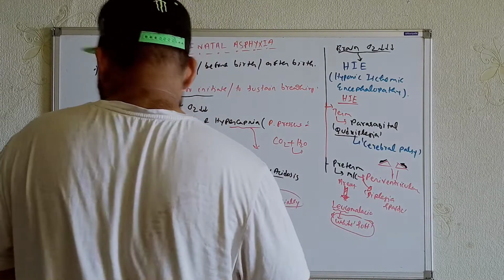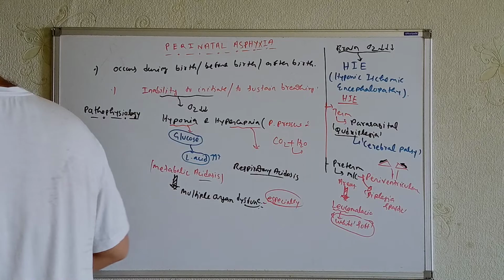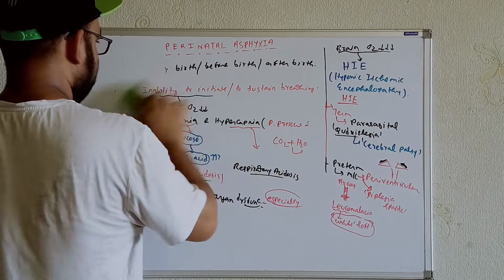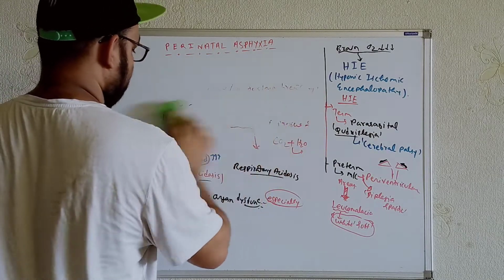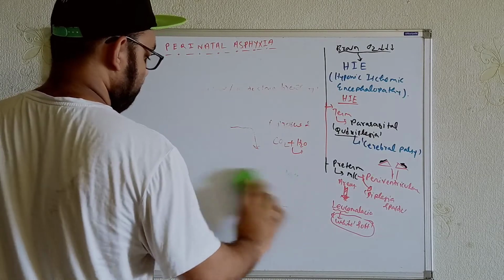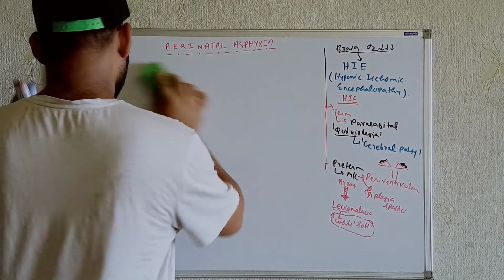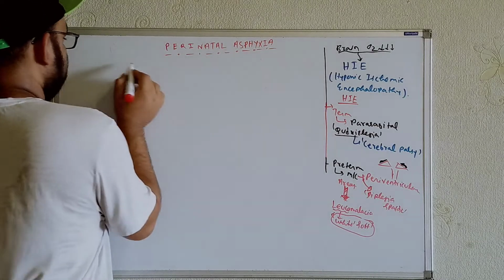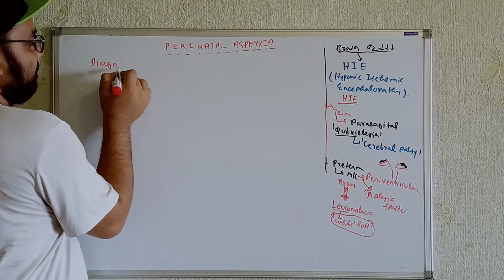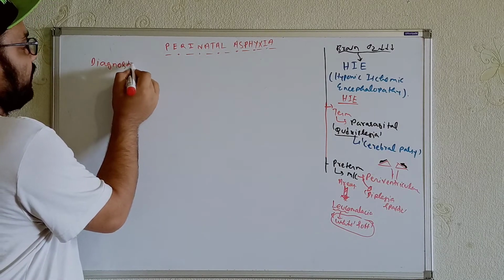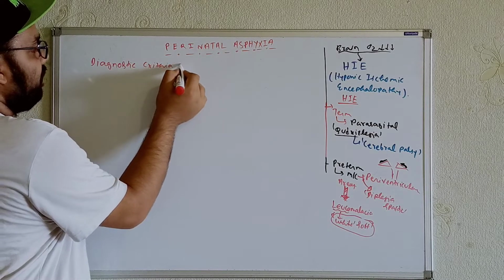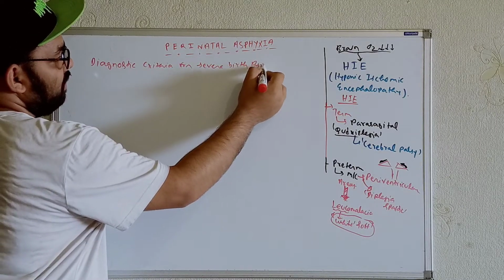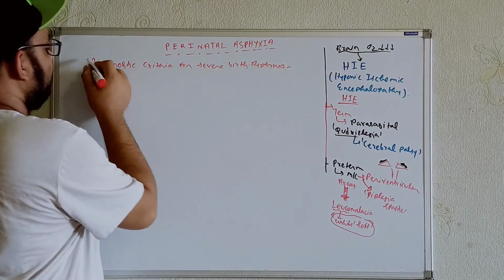Now we need to know some of the criteria. Let me write it here: the diagnostic criteria for severe birth asphyxia. Now, how can we diagnose these things?